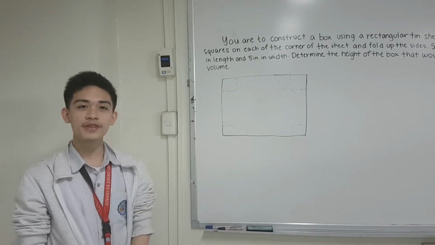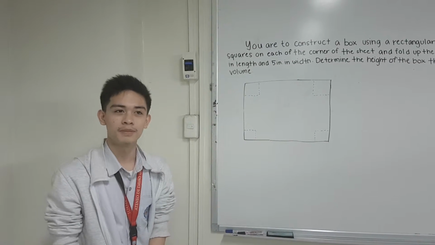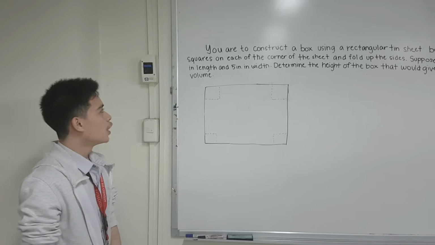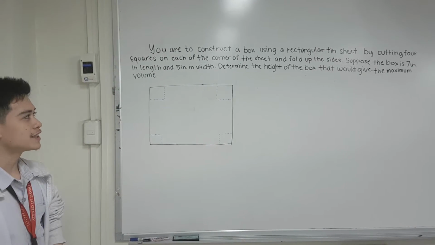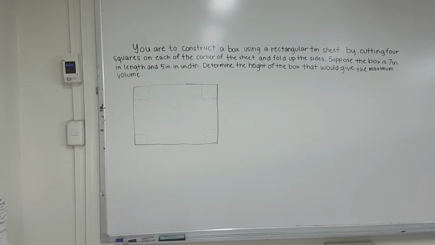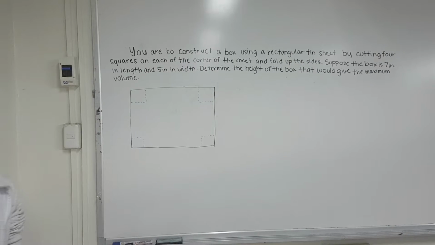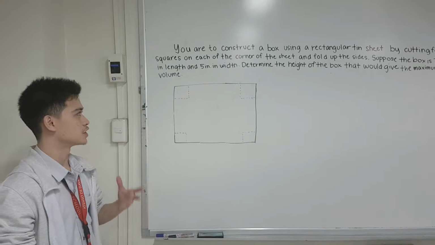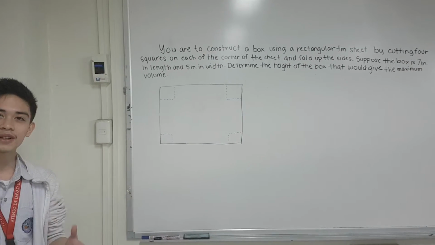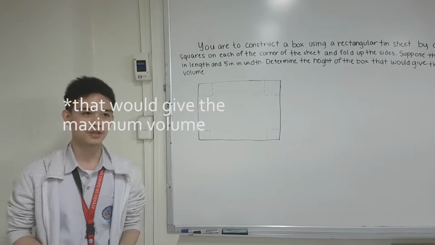Everyone, today we're going to be solving a mathematical problem on optimization. In our problem, we have to construct a box using a rectangular thin sheet by cutting 4 squares in each corner of the sheet and folding up the sides. Suppose the sheet is 7 inches in length and 5 inches in width. Here we have to determine the height of the box given the maximum volume.